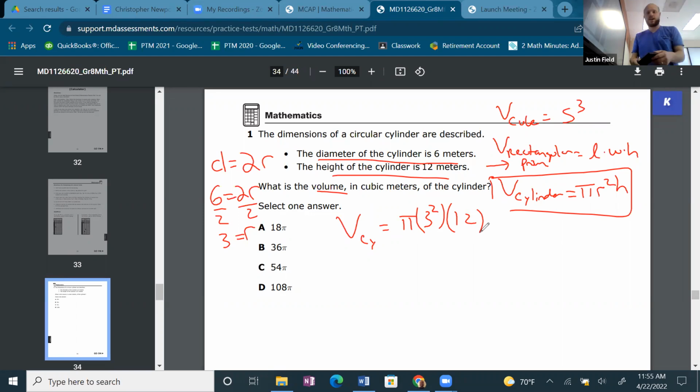I have my handy dandy calculator right here. And I'm just going to press the pi button. 3 squared times 12. 339.29.